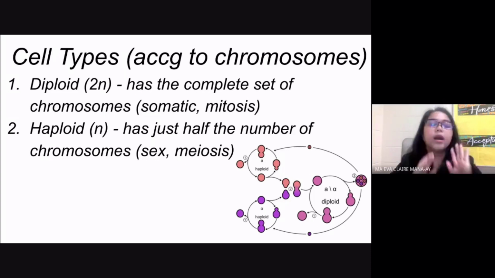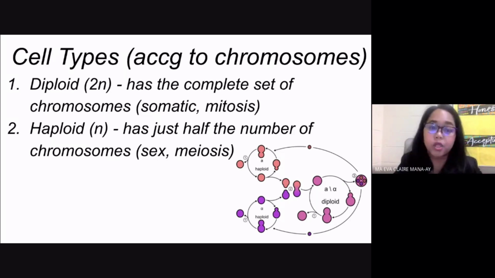Okay, so again, you have your body cells or your somatic cells, all types of cells that are not involved in reproduction, and they are formed during mitosis. They're all diploid. They all have the complete set of chromosomes. For humans, they have 46 chromosomes.